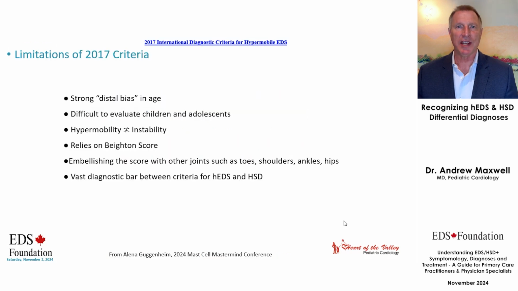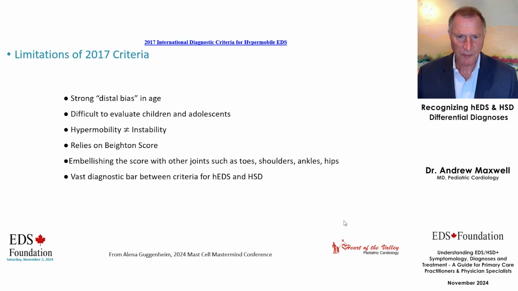Well, there are a lot of limitations to those criteria. For one, there's a strong distal bias in age. In other words, it was very, very difficult to have a pediatric patient meet the 2017 criteria for hypermobile Ehlers-Danlos. It's also difficult to evaluate in children and adolescents. Another thing is that hypermobility and instability are not the same thing. There are hypermobile parts of the body, in children in particular, that aren't truly pathologic or considered an instability situation.